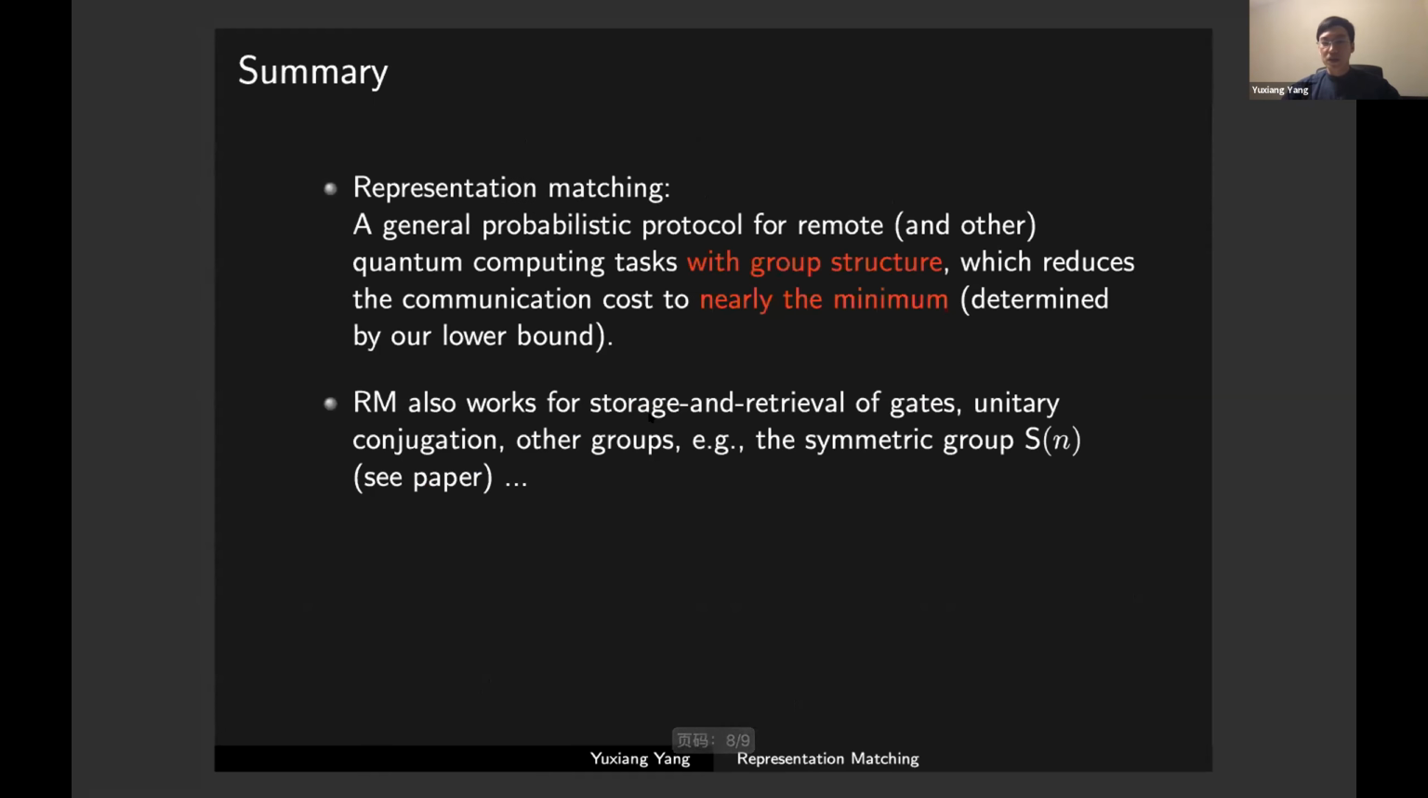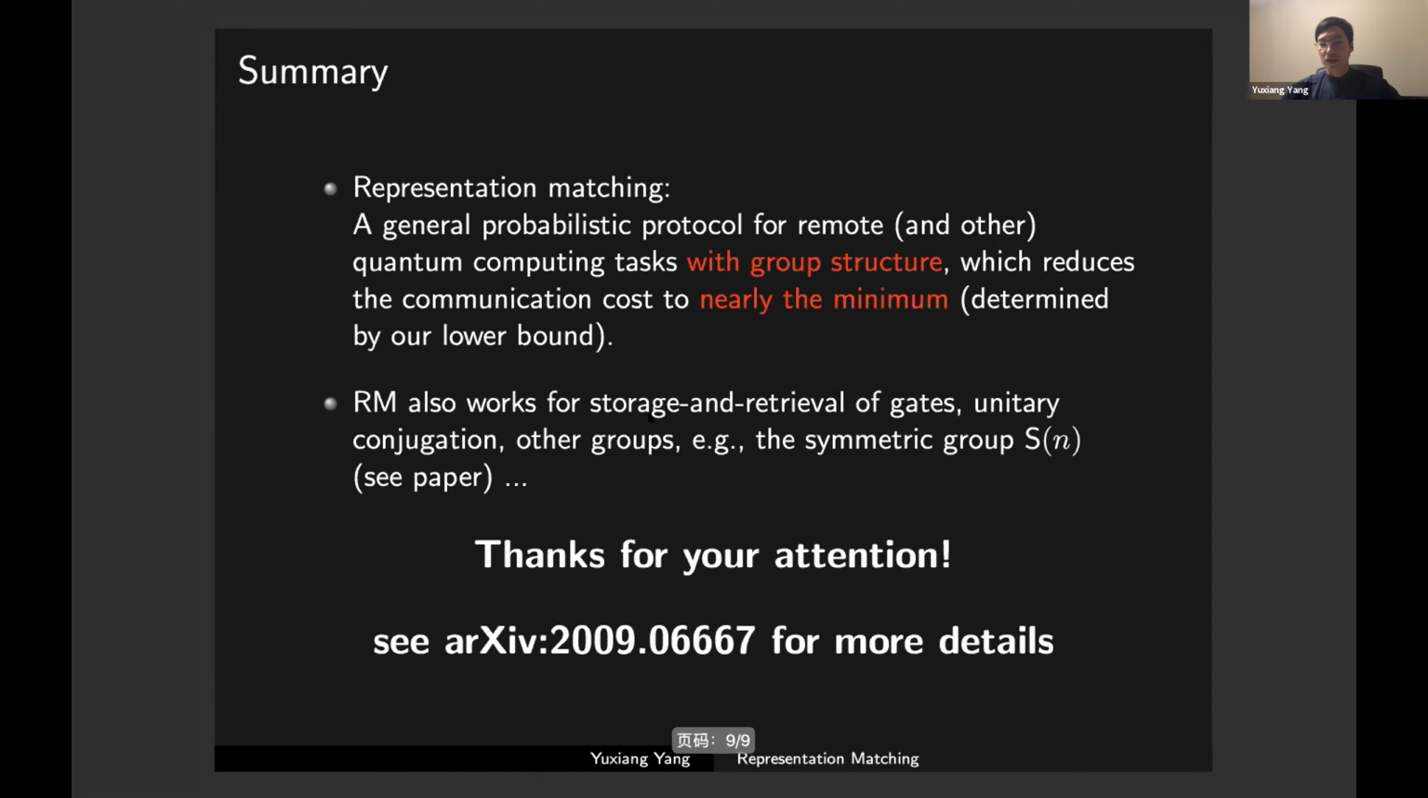And besides, our protocol also works for other tasks. We have shown this, for instance, for the storage and retrieval of quantum gates, also conjugation of unitaries, and also remote computation of other gates with other group structure like the symmetric group. And you can find more details in our paper.